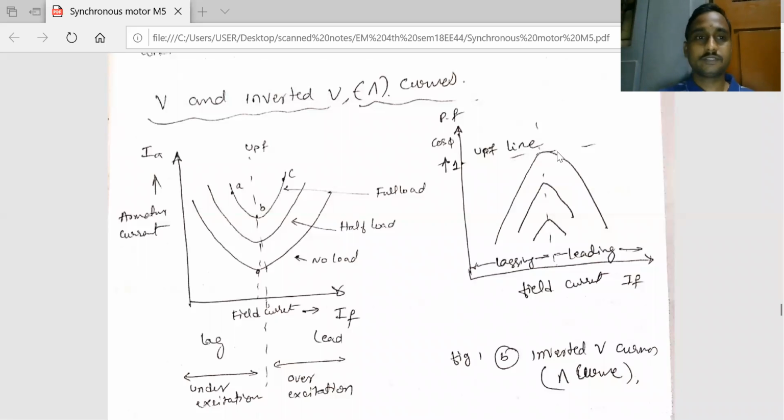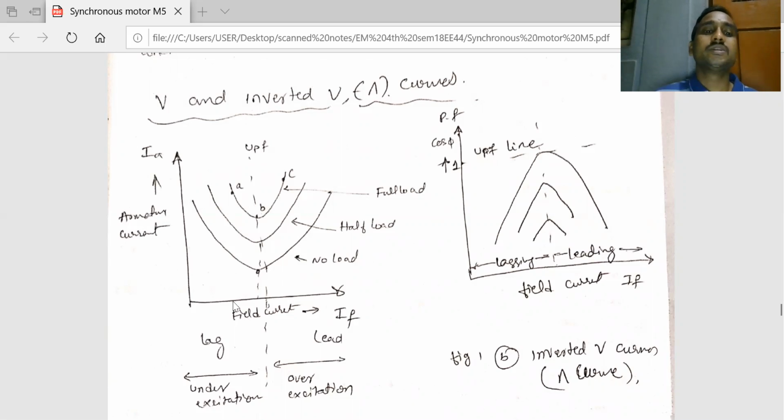Good morning, friends. Today we will discuss the V and inverted V curves of a synchronous motor. So, what do you mean by V curve and what do you mean by inverted V curve? The V curve is the characteristic curve between armature current versus field current, armature current IA as well as field current IF.